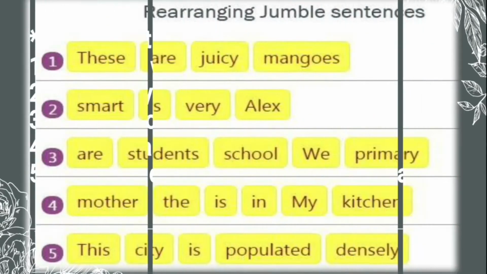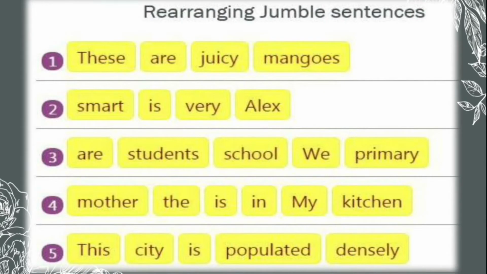And here is the rearranging of jumble sentences that you have to rearrange this way. There are several words, and you have 5 exercises. So write that in your HW copy correctly, okay? But for that, you have to write the correct answers only. No need to write the questions. Just write a meaningful sentence. Okay? So take care and all the best for the final term exam.